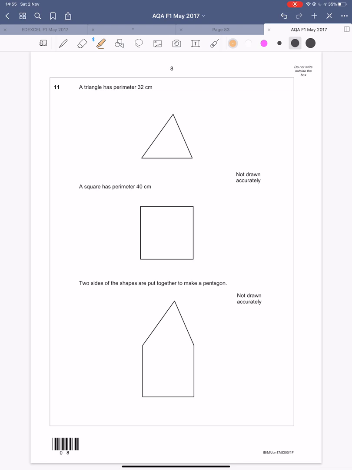Right, next one. Triangle has a perimeter of 32, square 40. Well, with a square, we know they're all the same, so I'm straight away jotting this down. We don't know with the triangle because it doesn't say it's an equilateral one, so I'm not going to write anything on there. 2 sides of the shape are put together to make a pentagon. So that's a 10, that's a 10, and that's a 10. That would have been a 10. So we don't know those two together.